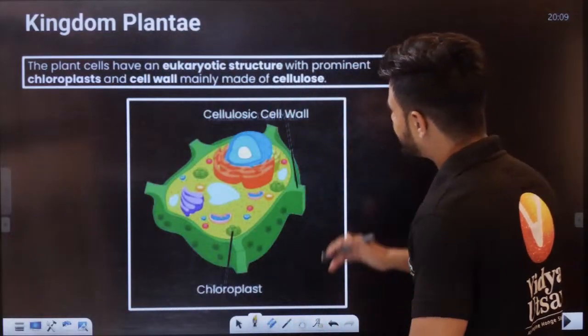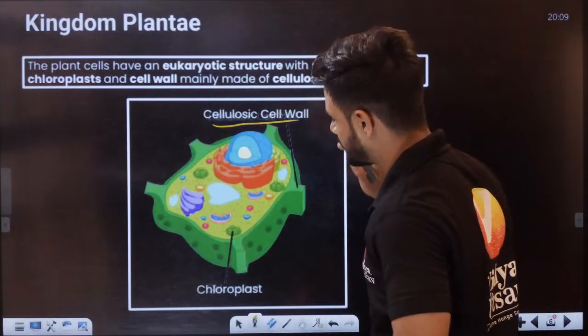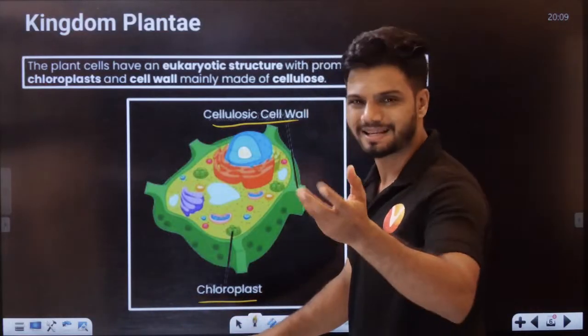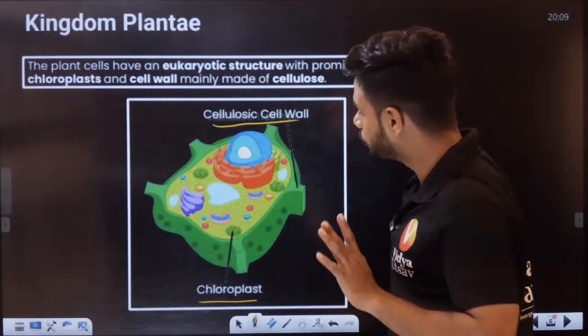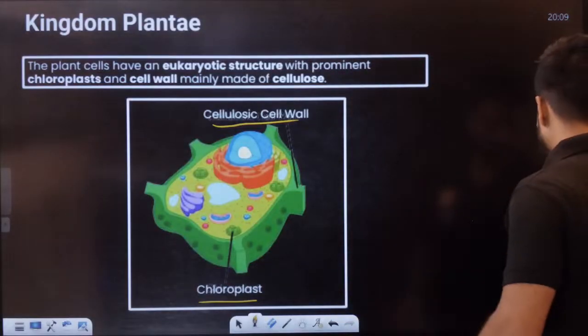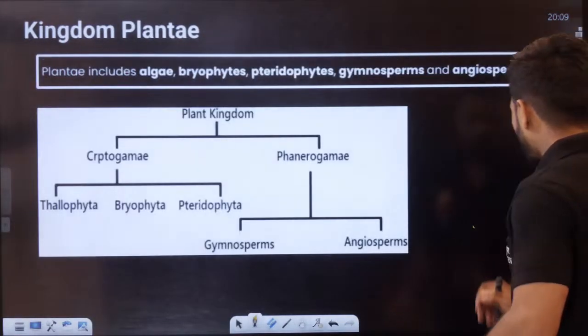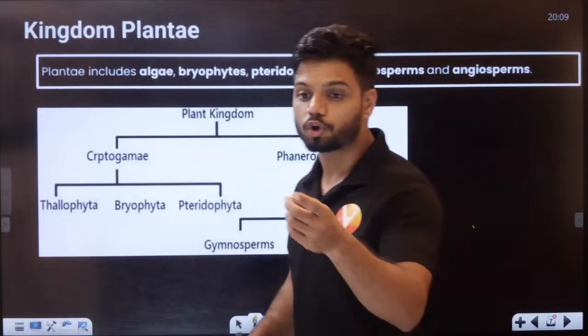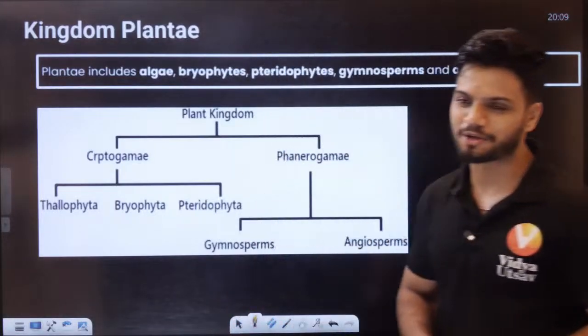Okay. Now here we can see a cellulosic cell wall is present. There is chloroplast, plastid is present here. It does not have centrioles. That is a typical eukaryotic cell, or plant cell. There is a tonoplast. Very good. Tonoplast, students.